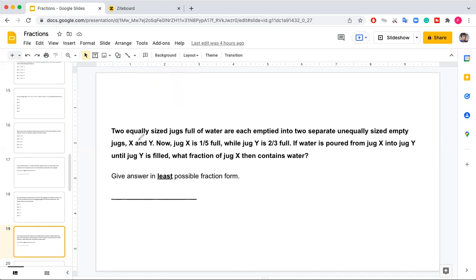Okay, so we have two equally sized jugs, right? We have two equally sized jugs, and let's call the capacity C. They are emptied into two separate unequally sized jugs, one is X and one is Y, right? So one is emptied into this and one is emptied into this. First of all, the capacity of both jugs is equal, which are emptied into X and Y, right? So let's call the capacity of tank X as X and the capacity of tank Y as Y, right?